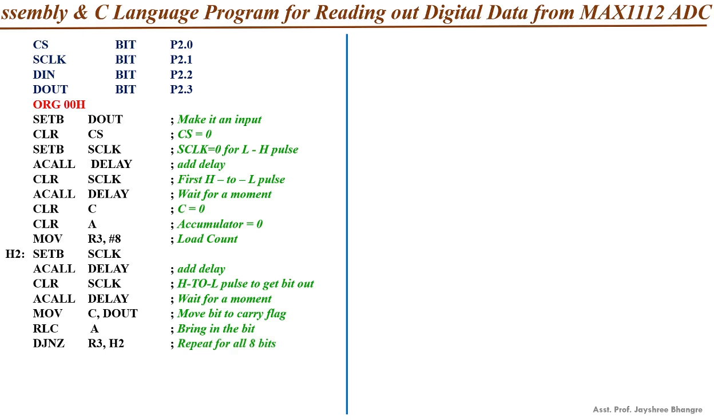Whatever bit is available in the carry will be loaded into the LSB bit of the accumulator. And again we are decrementing R3, and if it is not 0, then to read out the next bit it will go to the loop location, and the next bit will again be read into the carry. Again the accumulator will be shifted, and in this way all the bits are shifted from right to left, and all 8 bits will be available in the accumulator. So after reading all 8 bits, again we are making the CS bit equal to 1 to deactivate the chip, and all available 8 bits of digital output can be sent to port 1.